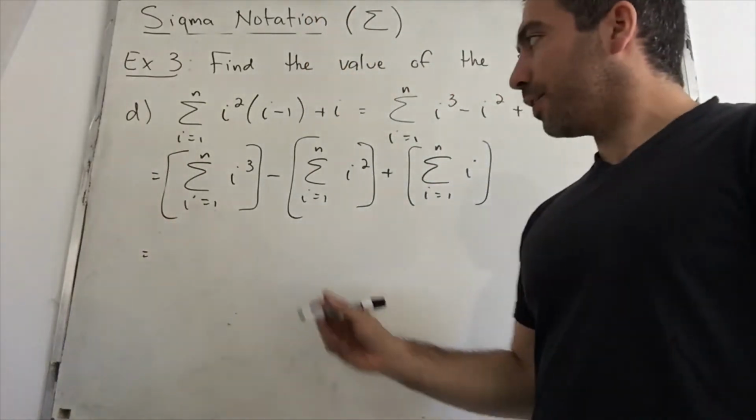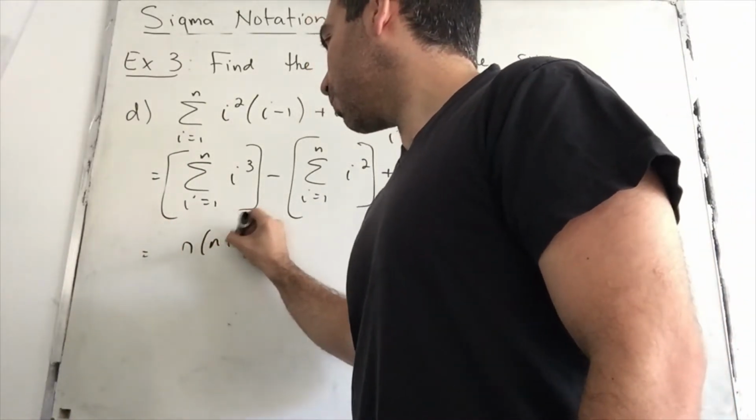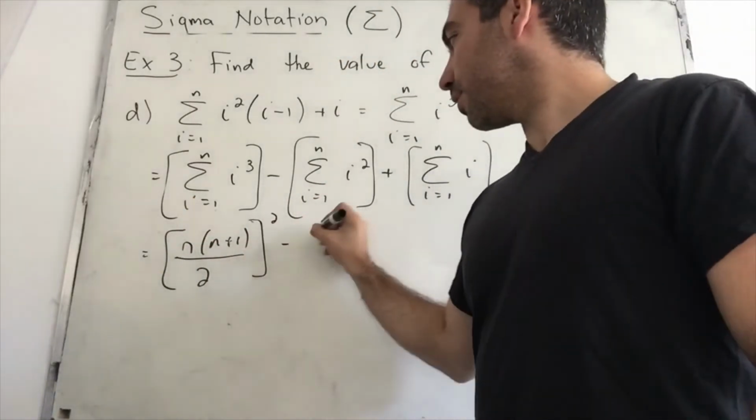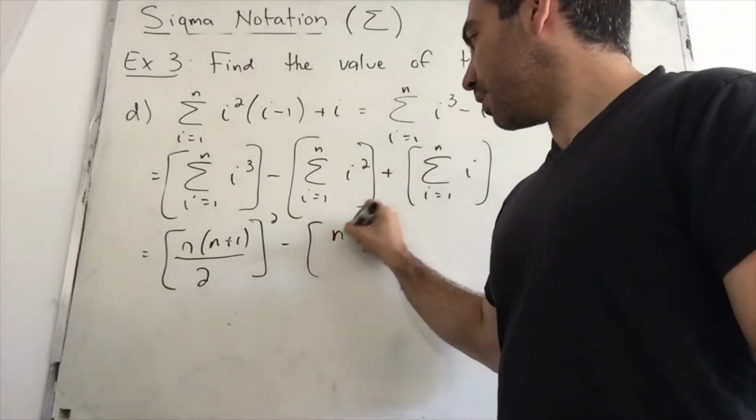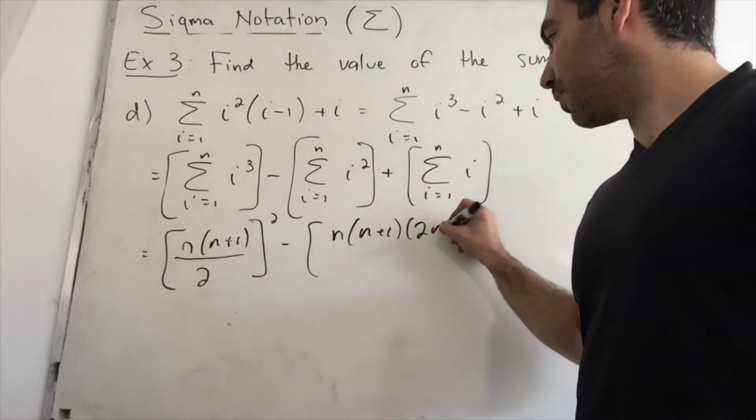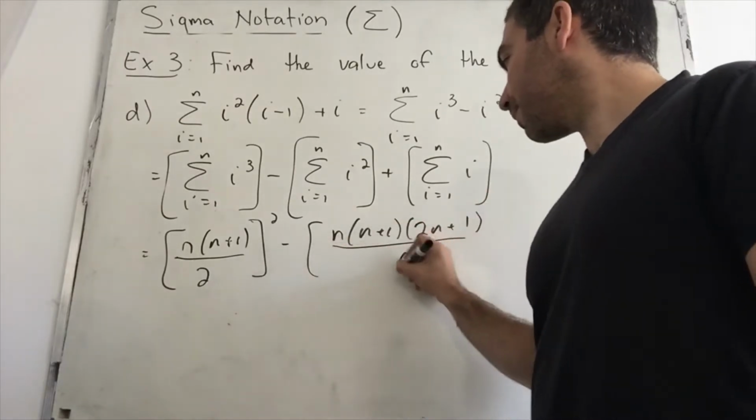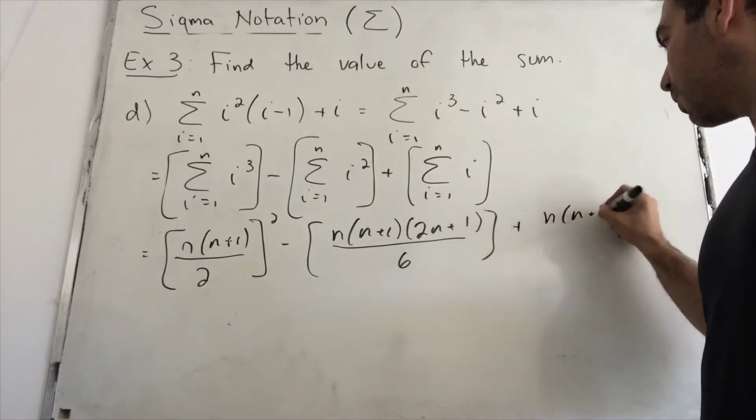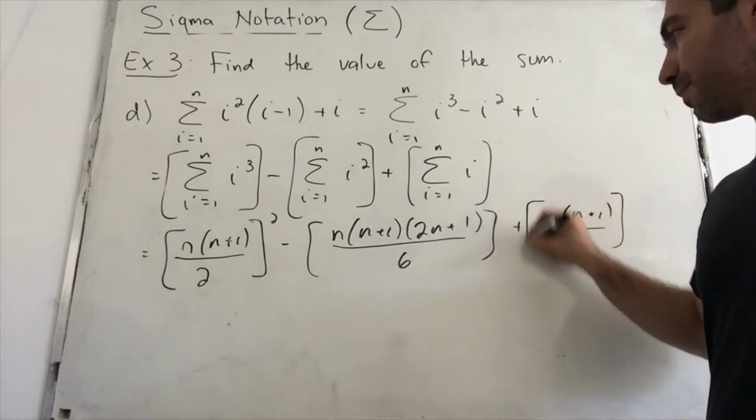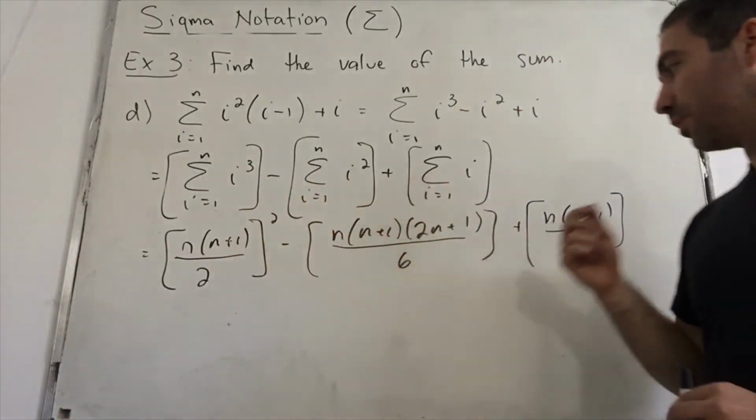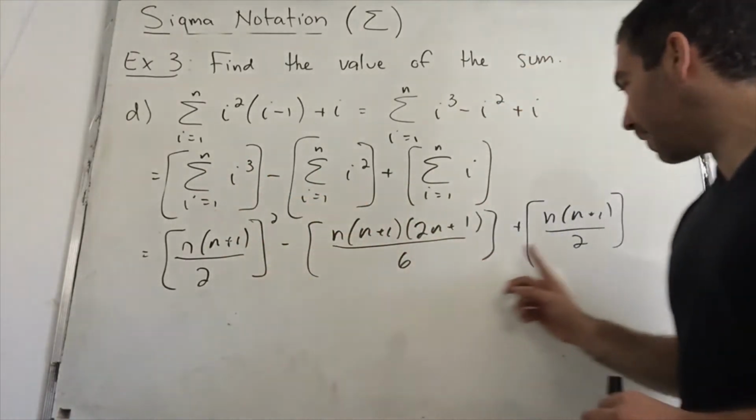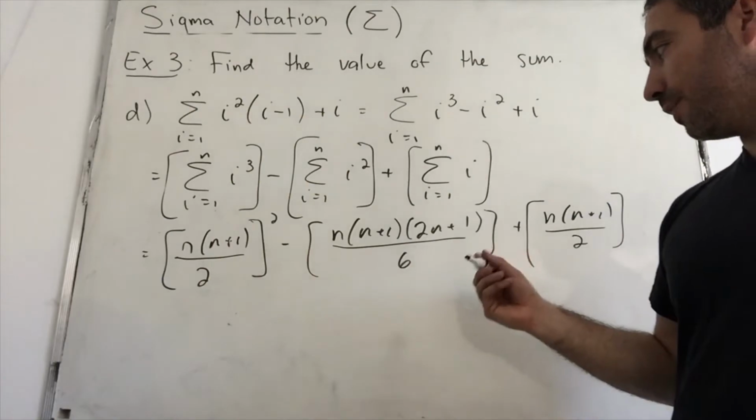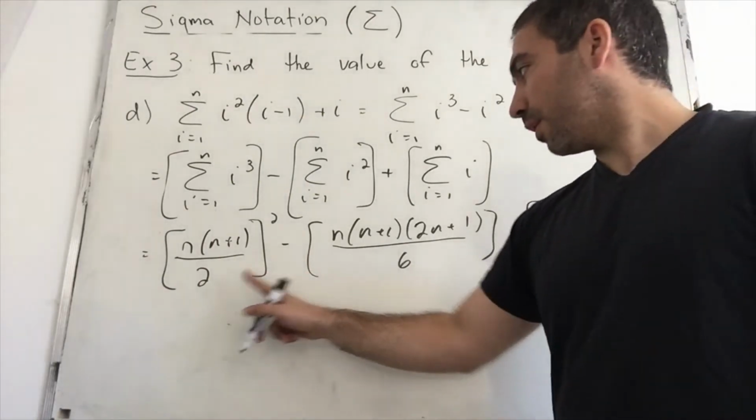This gives us, i cubed was n times (n plus 1) over 2, all this squared, minus, i squared was n times (n plus 1) times (2n plus 1) over 6. And the last one is i, which is plus n times (n plus 1), all that over 2. Okay, so we substituted all the terms. Now we just have to find a common denominator. Could we factor anything out? I would factor out the n plus 1 first, and maybe over 2. I'll take out the 2 as well.